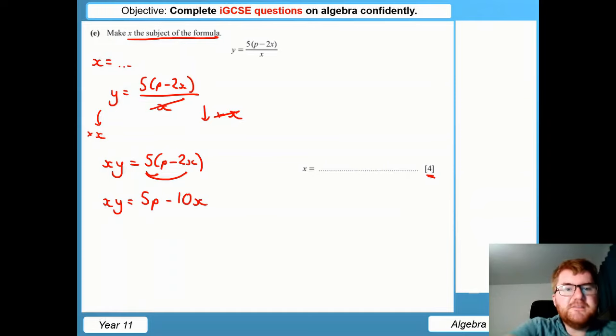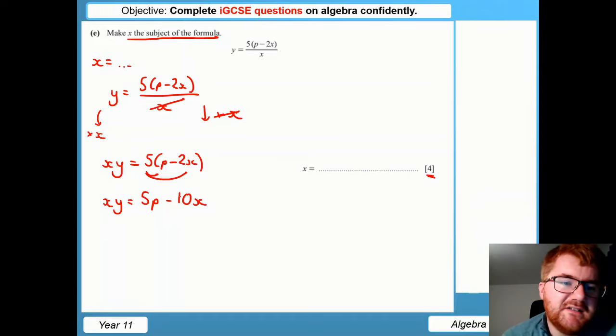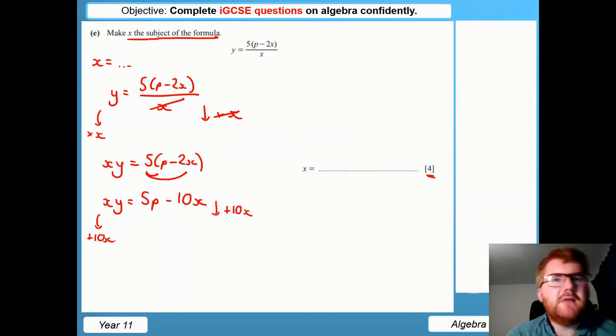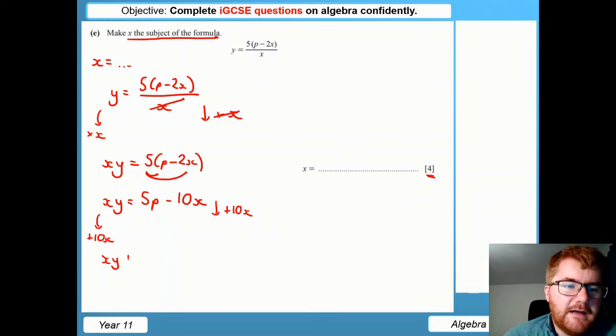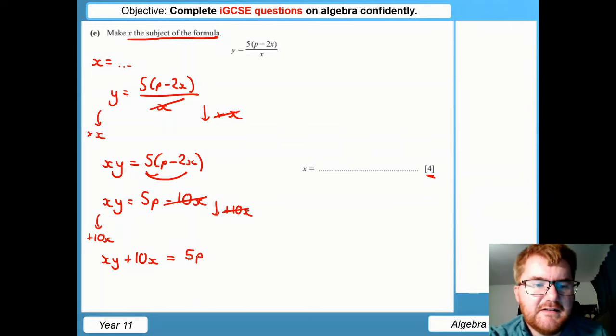And following that principle, I'm going to put all the x's on the left-hand side. So what's the opposite of minus 10x? Well, we want to add 10x on both sides. Feels like we're not making progress, but do bear with me. So xy plus 10x is equal to, well, this cancels, leaving us with just 5p. And this is where the magic is going to happen.